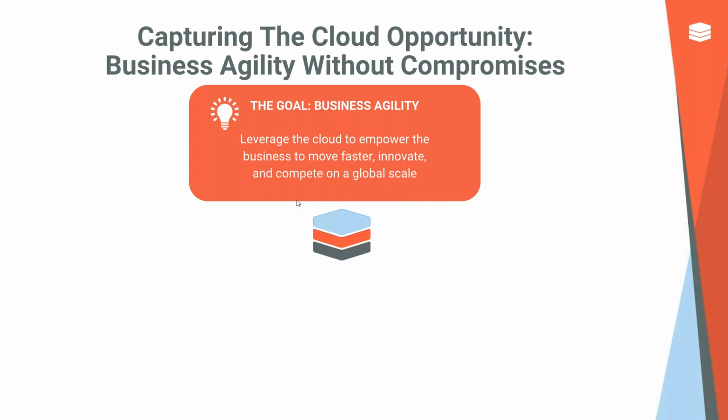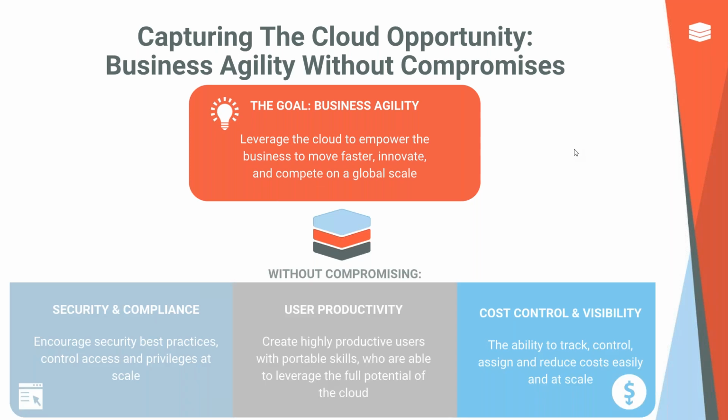But when you're doing this at the enterprise level and you're considering all the different constituencies at the enterprise, whether that is security or finance or the actual end users, the DevOps engineers, it's not enough to just go after this goal of agility. It becomes going after this goal without compromising on security, without compromising, of course, on the productivity of your users, and without compromising on cost control and visibility.